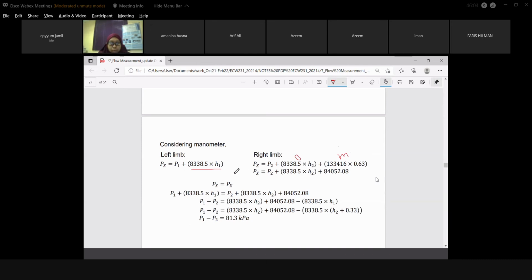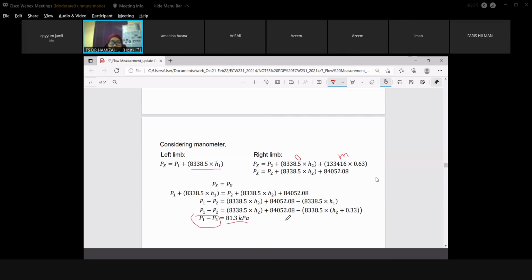Okay, then we equating both limb. So we can have the pressure difference. Later you all can check lah, either we have the correct answer, 81.3 kilopascal.